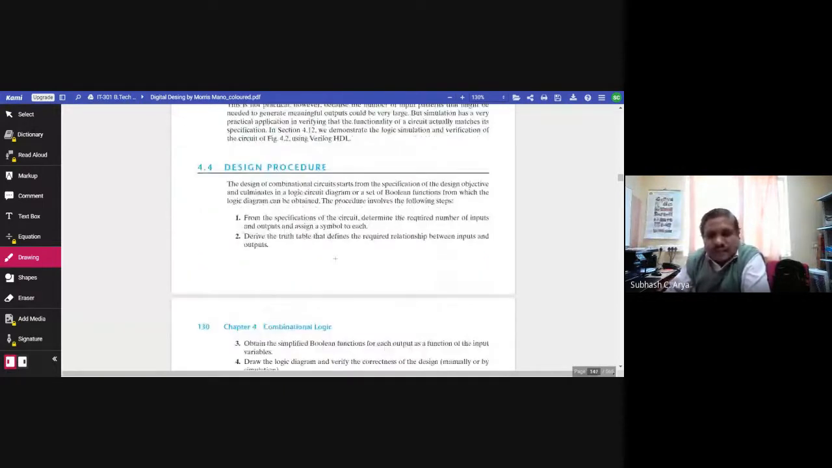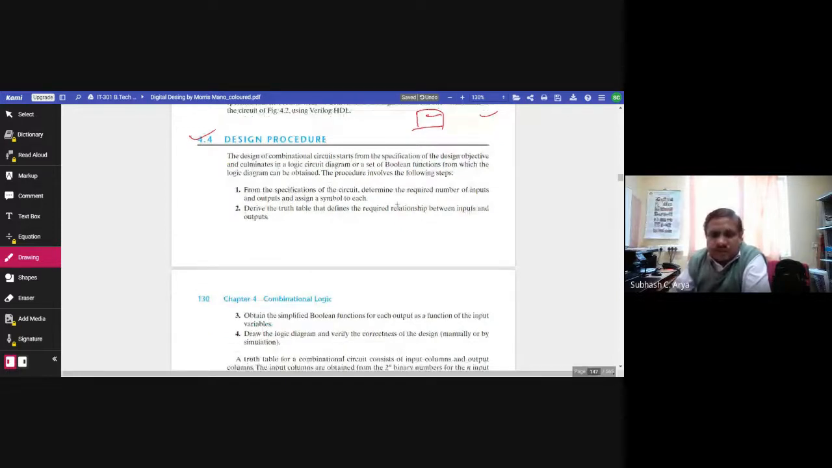Then design procedure. Design procedure is just the reverse of analysis. Here, the statement of the problem with specification must be given. We have to determine the inputs. So in analysis, we have a given circuit. You have to tell what the circuit is doing. In design procedure, you already know what the circuit is doing or what it is supposed to do. You have to design this circuit. So design of combinational circuits starts from the specification of the design objectives and culminates in a logic circuit diagram or a set of Boolean functions from which the logic diagram can be obtained.